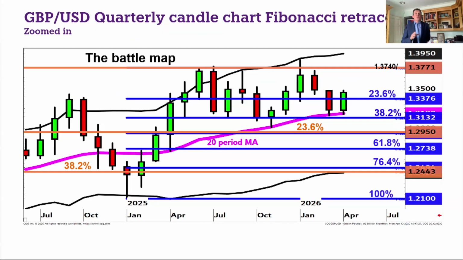So yes, the slide we just went on to. Thank you. On this one, I've zoomed into the battle map, the current price action. And we can see here, you have the 38.2% at 131.32. You have the 20-period moving average just above that in the 131s. So I would watch that 131.30 as a support zone.